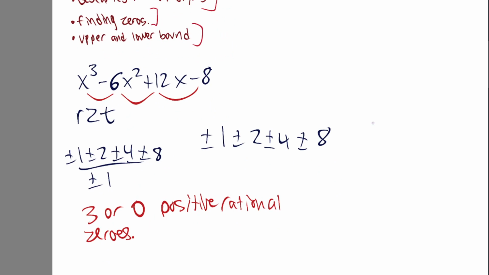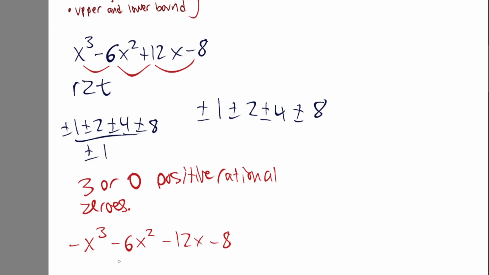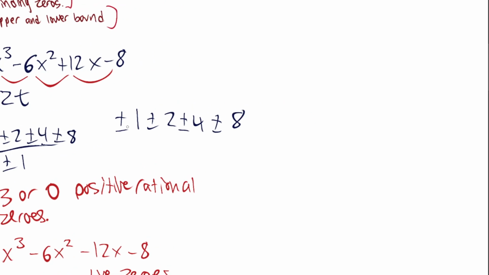And then for negatives, this x cubed is going to change. This negative 6x squared is not. This 12x is going to change. And this negative 8 is not. So there are 0 negative zeros. So I know when I'm doing this next part that we're about to learn, that I don't need to worry about any of these negative numbers, only the positive ones, because there are 0 negative zeros.